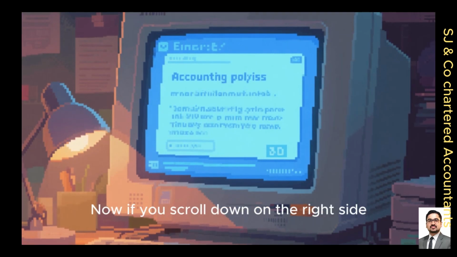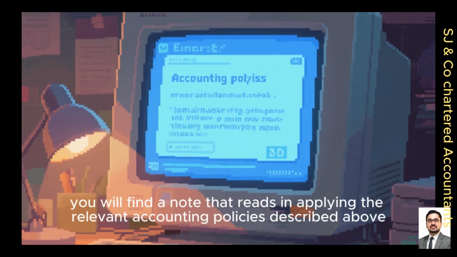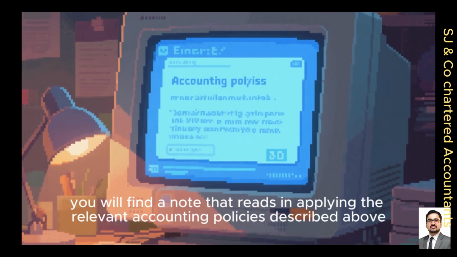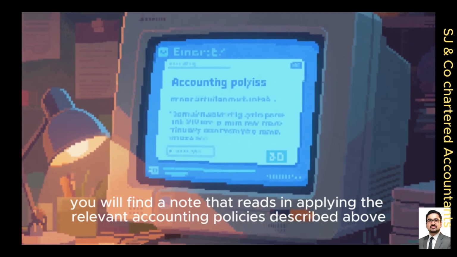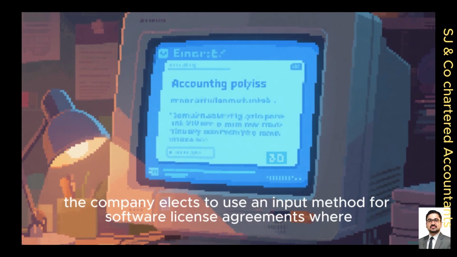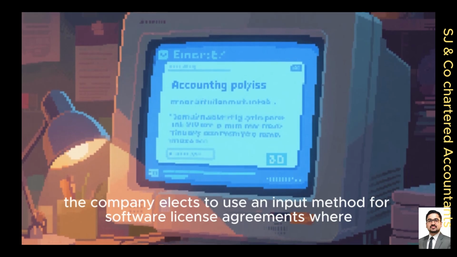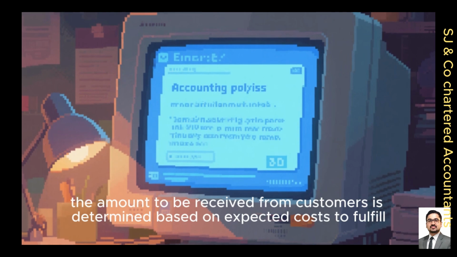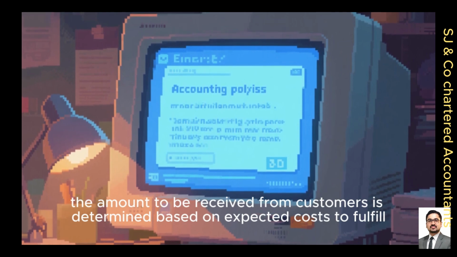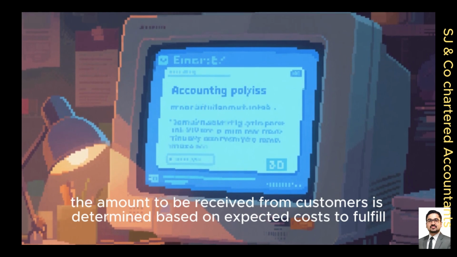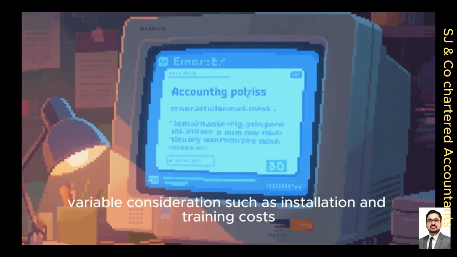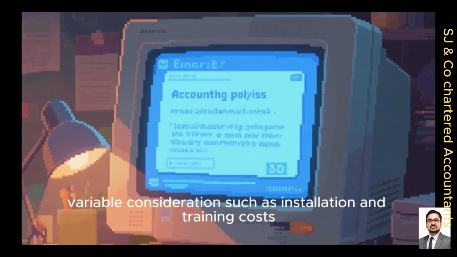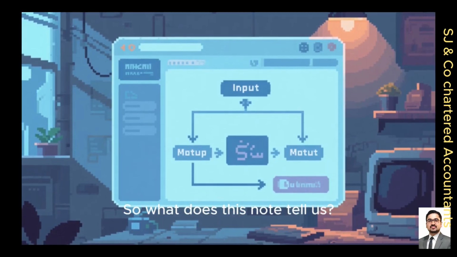Now, if you scroll down on the right side, you will find a note that reads, in applying the relevant accounting policies described above, the company elects to use an input method for software license agreements, where the amount to be received from customers is determined based on expected costs to fulfill variable consideration, such as installation and training costs. So what does this note tell us?